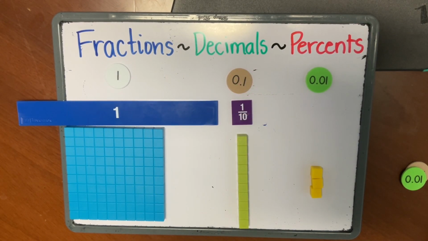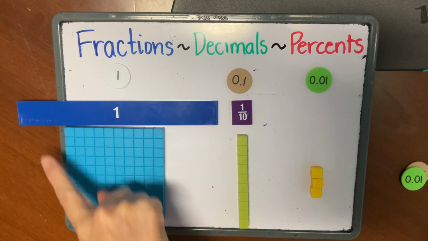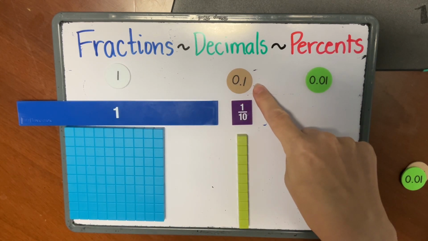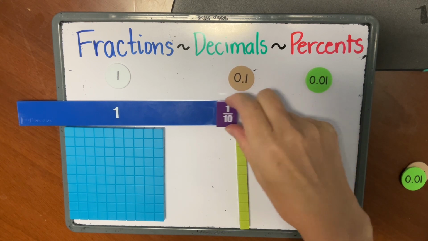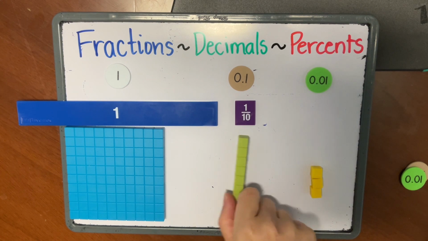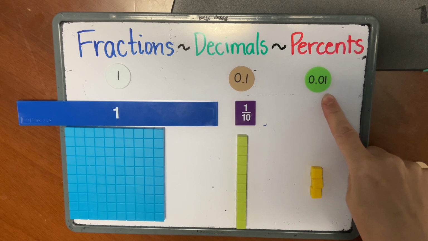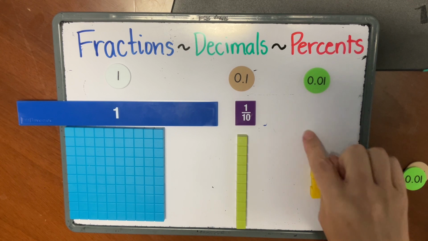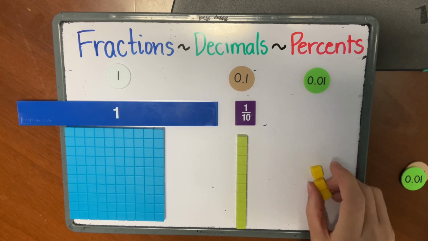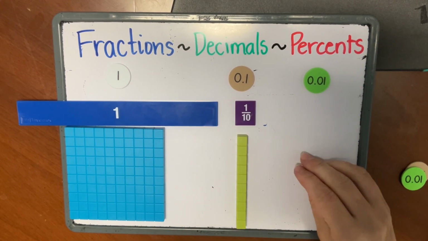I've organized my tools this way to show the connections. If I have one whole, this is one whole. 1/10 of that I write as 0.1, which means 1/10. This is 1/10 of the whole and 1/10 of the whole. If I have 1/100th, I have 0.01, and I don't have a fraction tile to match that, but I do have 1/100th of the whole.